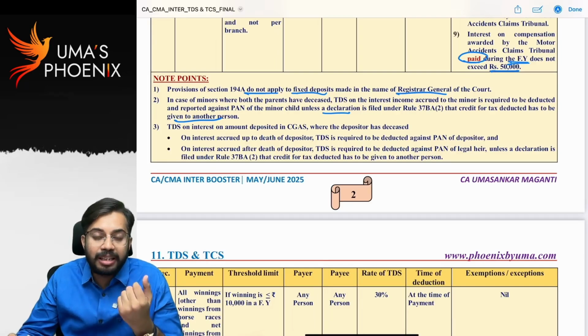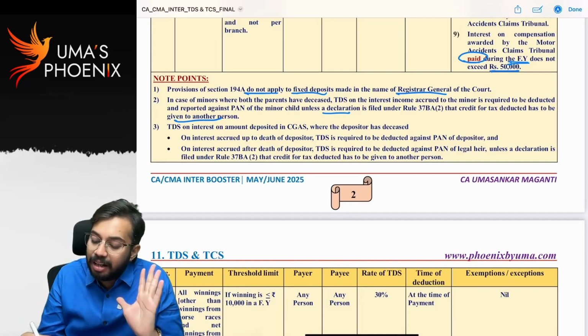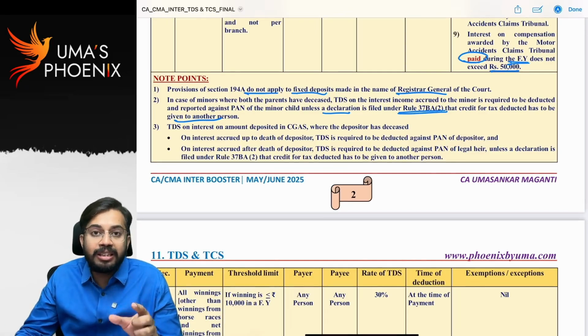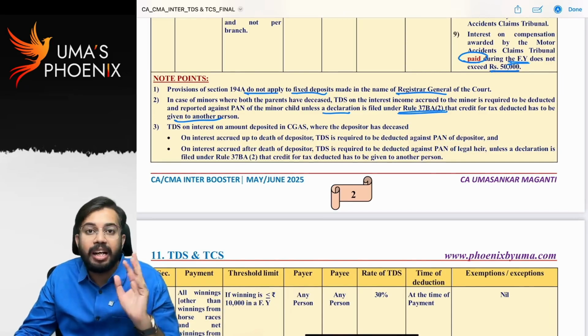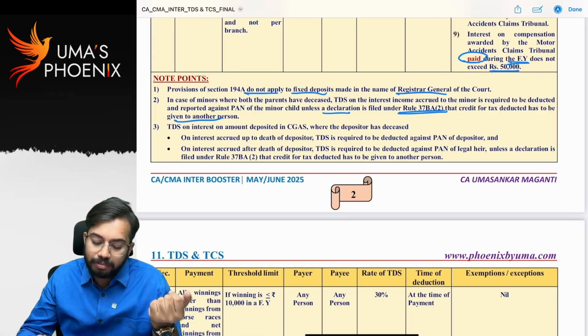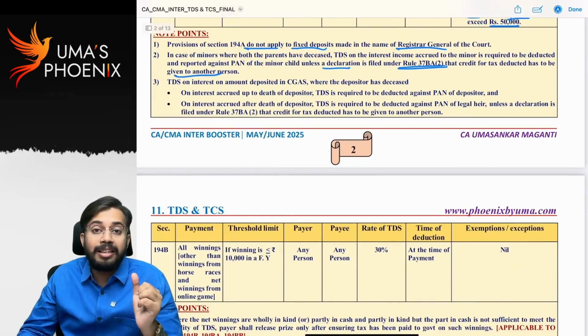On that FD, he gets interest. So when both parents are not there, TDS will be deducted in the name of the minor only, unless, as per rule 37BA(2), a declaration is given that TDS is required to be deducted in the name of the guardian. Then TDS will be deducted in the name of another person, being the guardian. Okay.